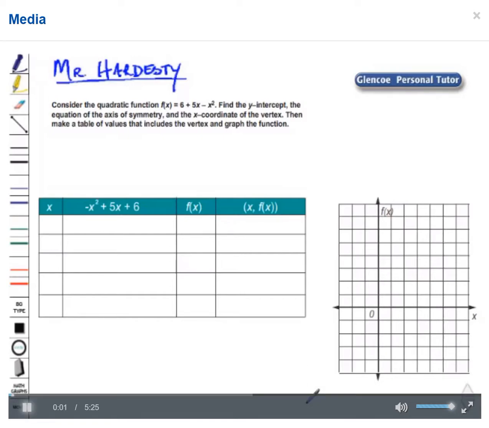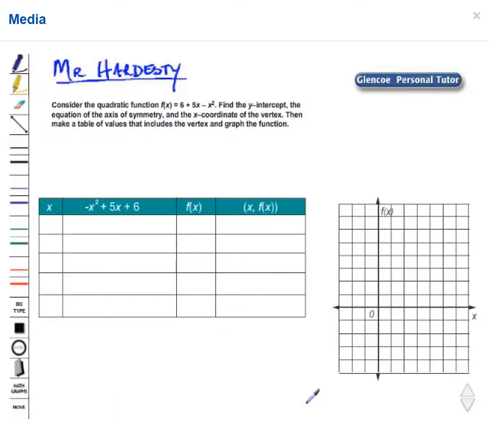This is Mr. Hardesty. In our next example, we'll graph a quadratic function. Consider the quadratic function f of x equals 6 plus 5x minus x squared. Find the y-intercept, the equation of the axis of symmetry, and the x-coordinate of the vertex. Then make a table of values that includes the vertex and graph the function.